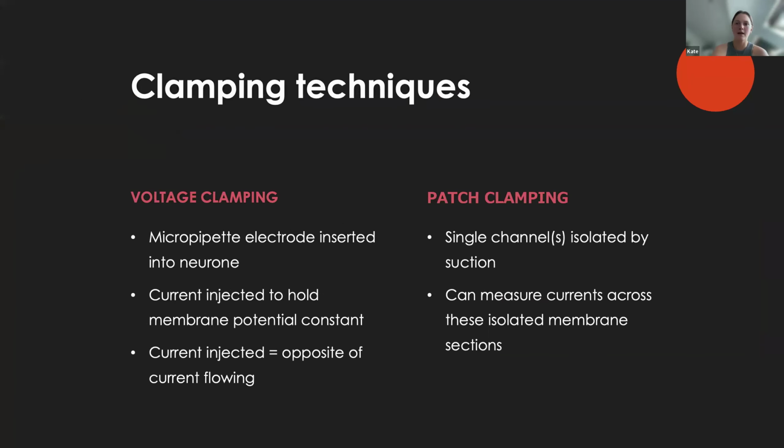A bit of extra again, but this is some experimental methodology. There are two types of clamping that are used to study membrane potential. There's voltage clamping, where you have a micropipette electrode inserted into a neuron. A current is injected to hold the membrane potential constant, and then you get a readout. Or patch clamping, where you isolate a single channel, so you can really use this to study single sodium or potassium channels. We're going to talk about patch clamping, so it's good to know the difference between these two.